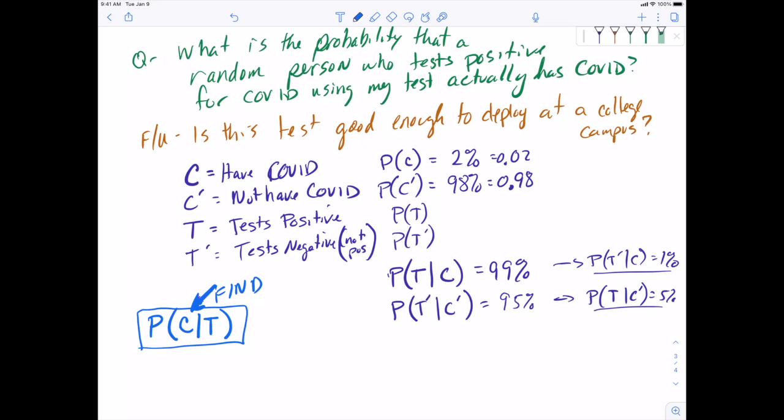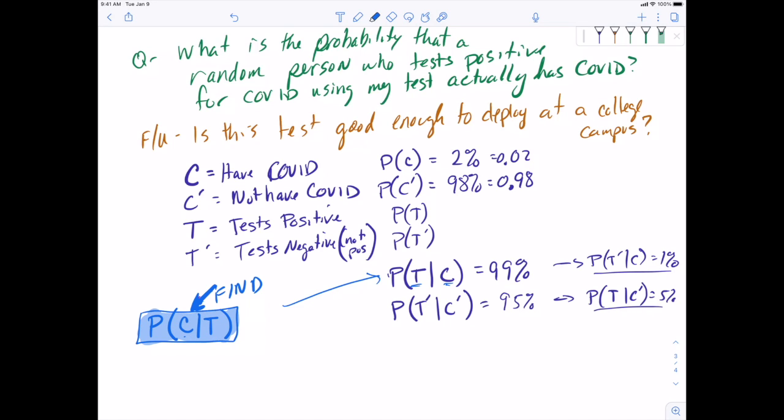And we don't have that. We have it the other way around. We have the probability of a positive test given you have COVID, but we want to know, if we go out and test a random person and they have a positive test, so we take 100 people who have positive tests, what percentage of them actually have COVID, and we don't know that. So we do know a number of formulas, though.